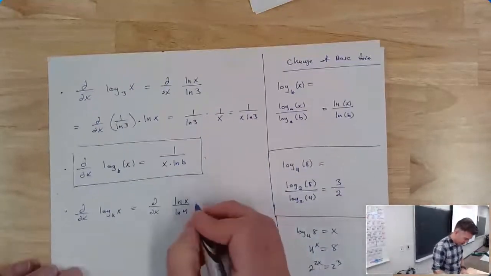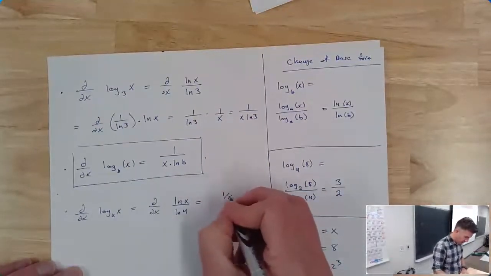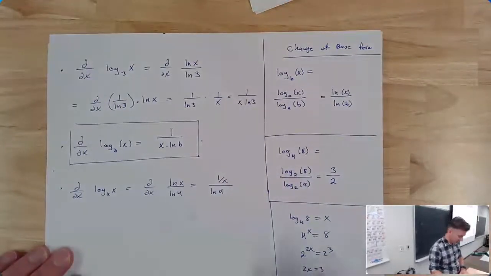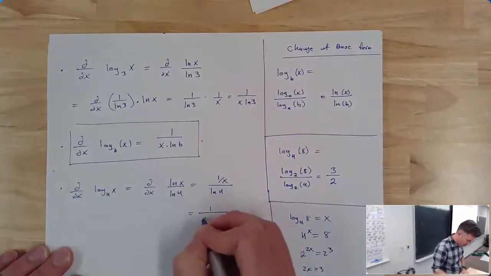So here, I'm just going to take the derivative of the top and get 1 over x, over the natural log of 4. But I'm not going to leave it like that because I don't like fractions within fractions. So I'm going to write this as 1 over x natural log of 4.